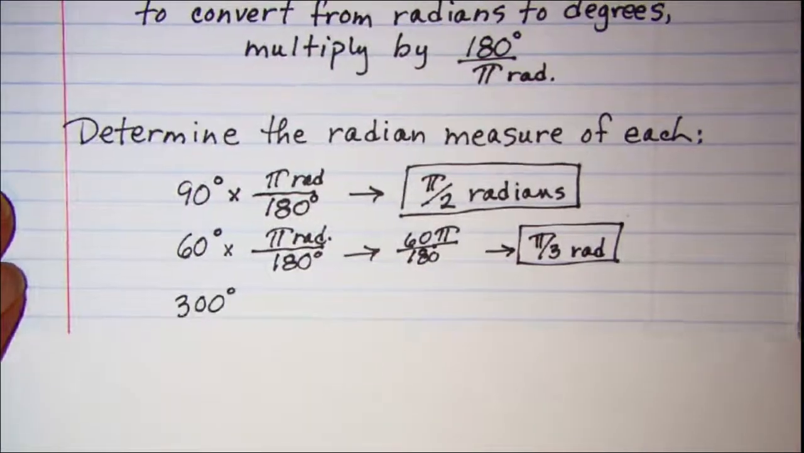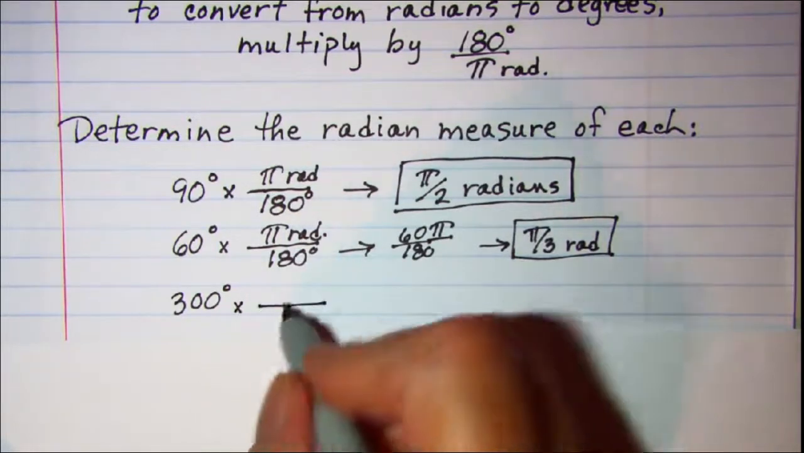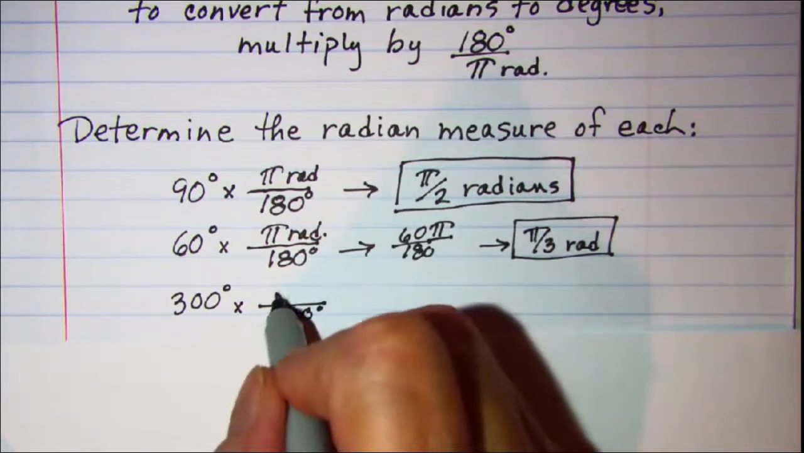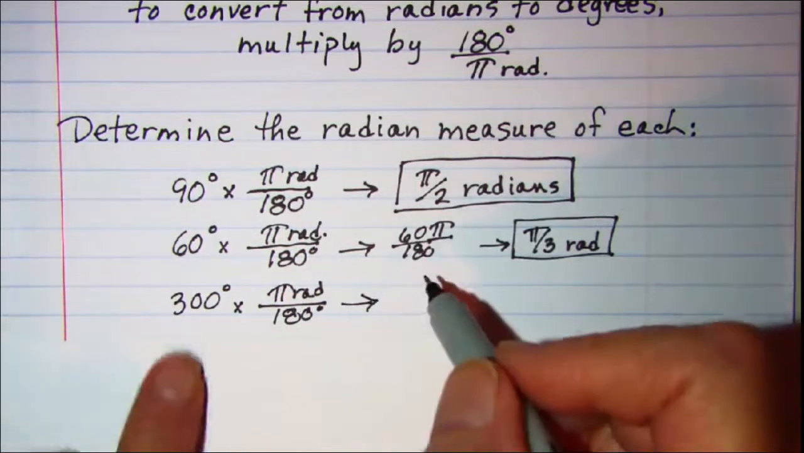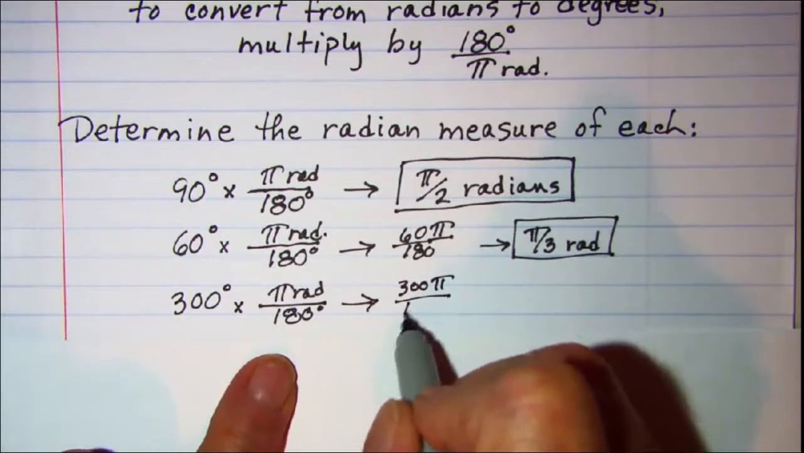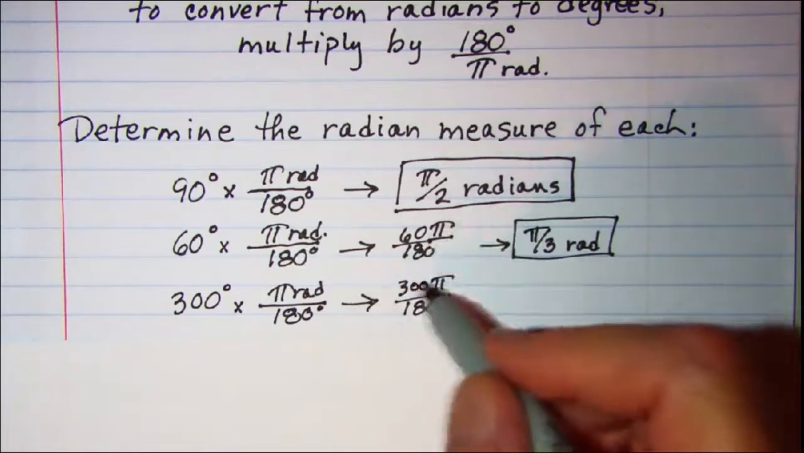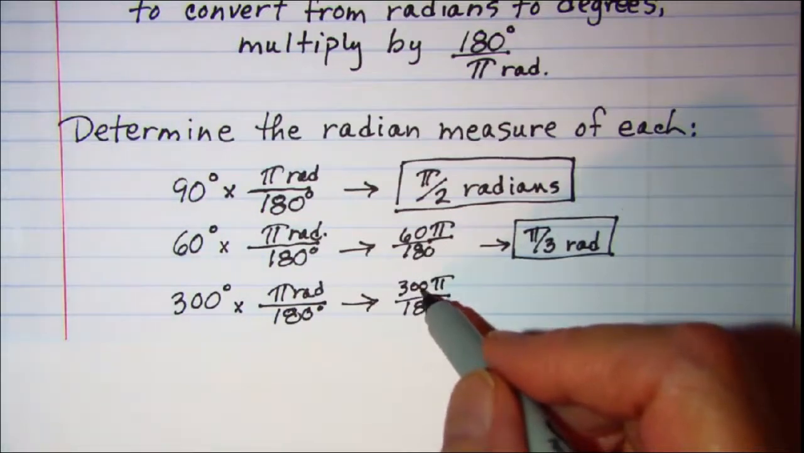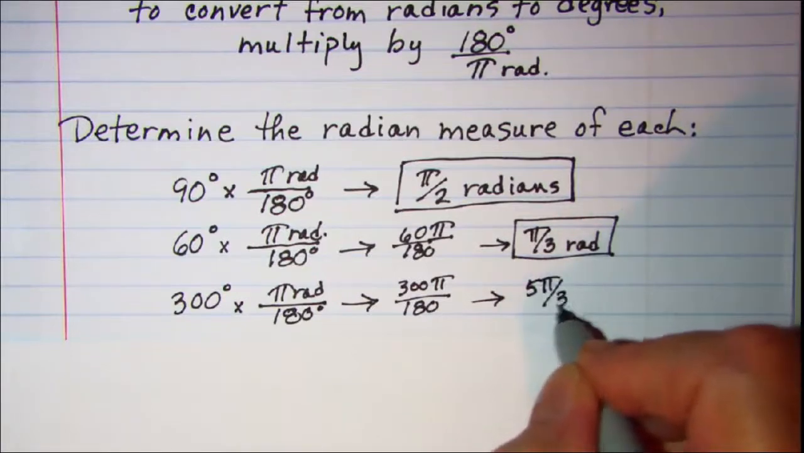Do one more. Again, we're wanting to cancel the degree unit off. So we're going to multiply by the unit multiplier that has 180 degrees in the denominator and pi radians in the numerator. Again, we can write this as 300 pi over 180. The degree symbols cancel off. And 30 over 18 is the same as 5 over 3. So this is 5 pi over 3 radians.